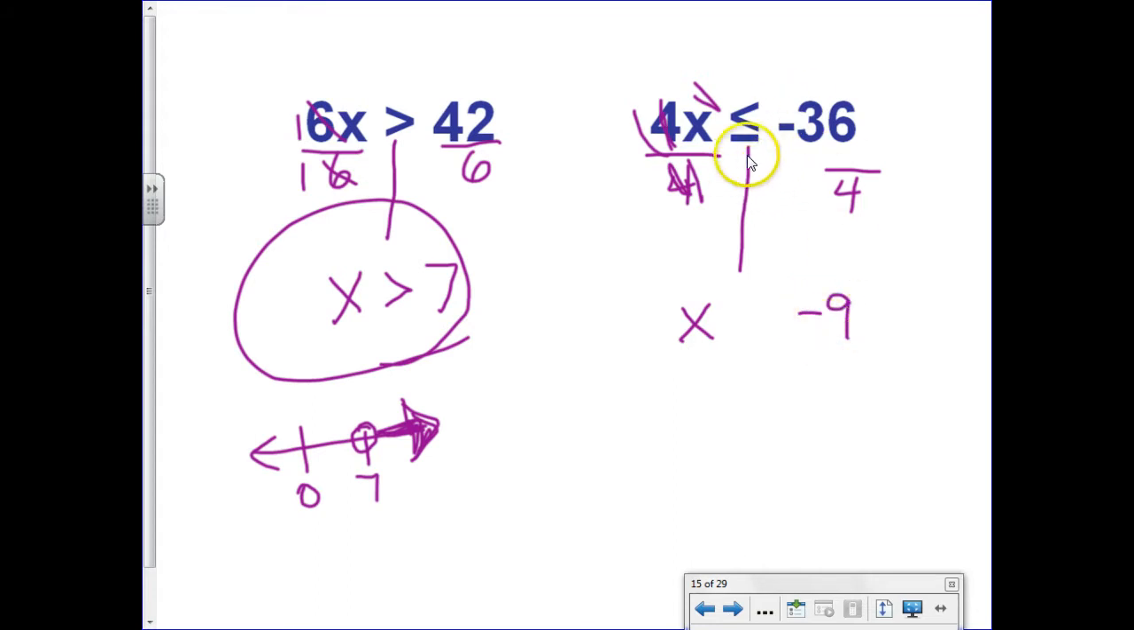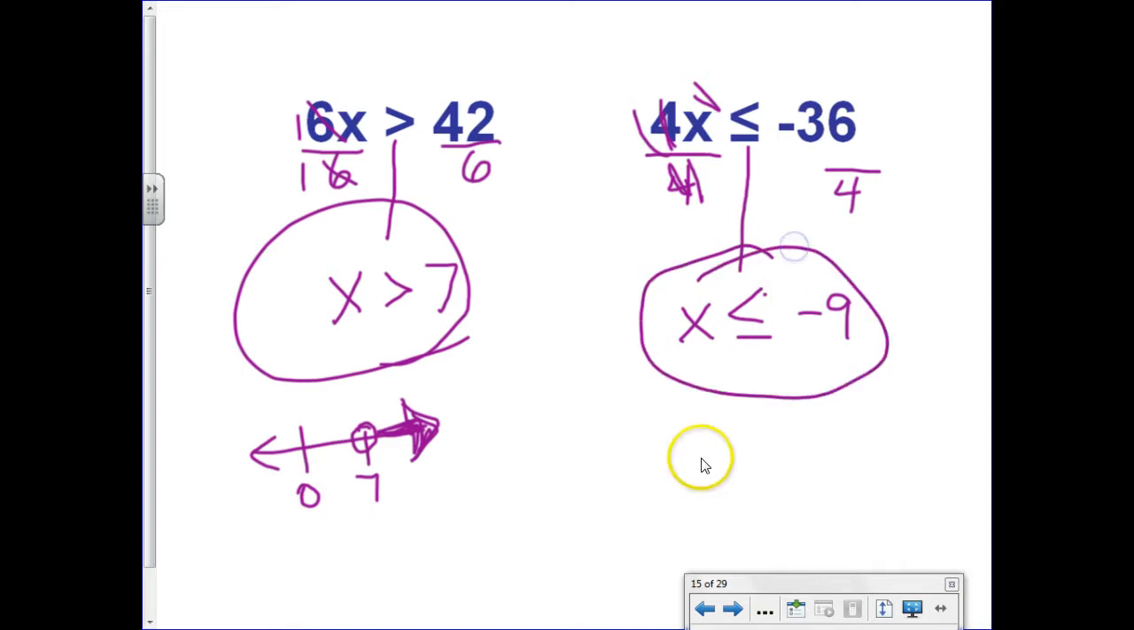You have to decide right now, do I flip or not flip? That is the question. We divided by 4. 4 is positive. If you're dividing by a positive number, it stays the same. It stays true. No flipping here. Leave it as less than or equal to. Go ahead, draw your graph as is. Here's the negative 9. Solid circle and shade it to the left. Okay? Next.